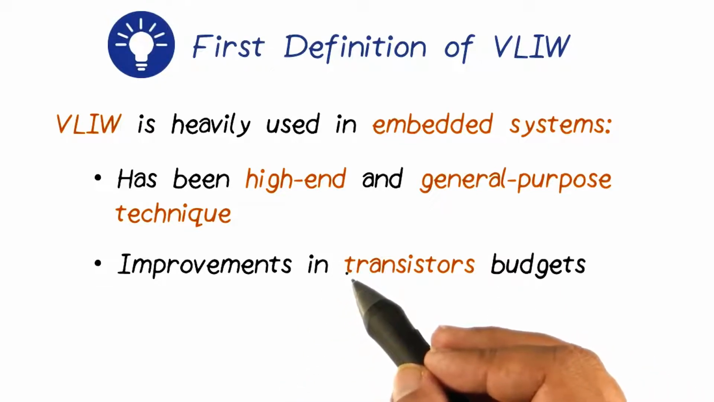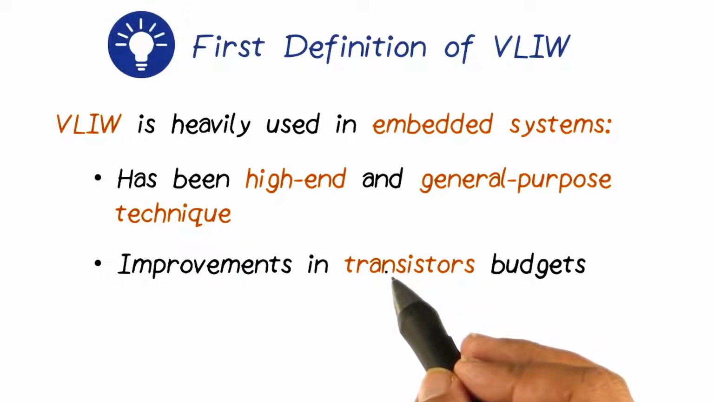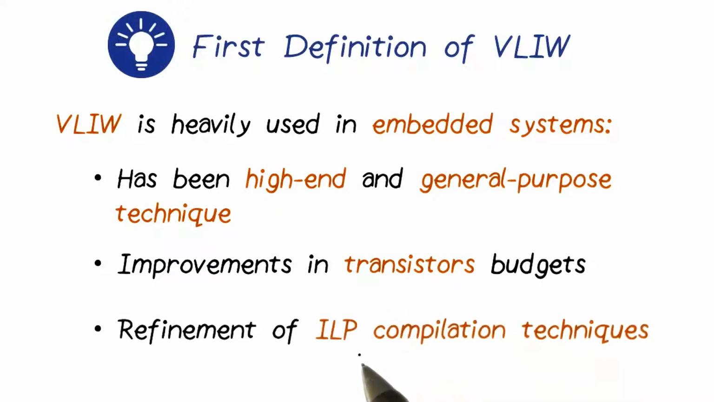One of the issues about VLIWs is that it needs lots of transistors, but guess what? In modern processors, there are plenty of transistors we can draw from. And finally, we need a very powerful compiler for VLIW, and guess what? The modern compilers are excellent for extracting ILP and therefore can do VLIW processing very well.